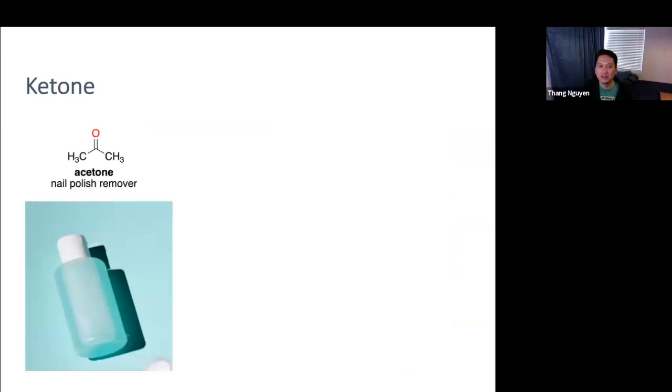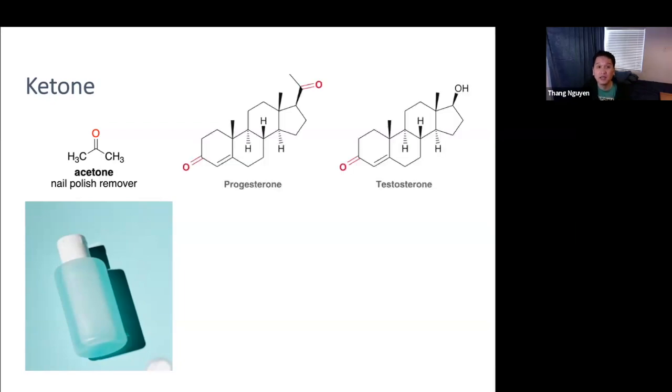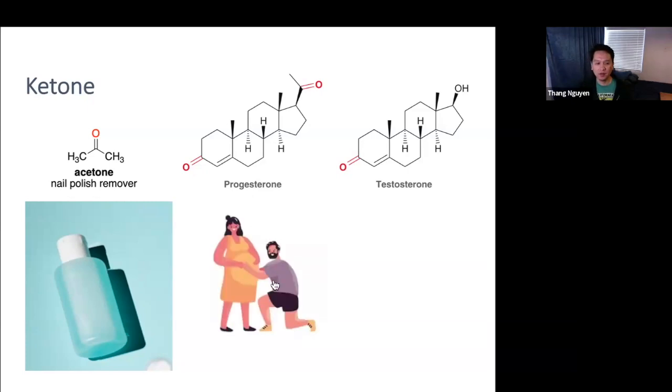Next is the ketone. We know this in acetone, which is nail polish remover, because it has a carbonyl with two carbons connected to that carbon of the carbonyl. Another one is they are super prevalent in natural products. For example, here progesterone, right? That's the hormone that pregnant people exude in order to sustain a pregnancy, right? So that's called progesterone. See that carbonyl, that ketone is here and here.